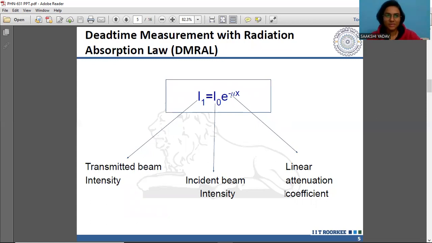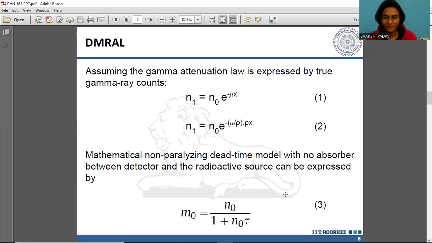Now we are going to discuss the dead time measurement with radiation absorption law. This equation, I1 is equal to I naught times e raised to the power minus mu x, expresses when a beam of photons penetrates through a material, the transmitted beam intensity is expressed through this equation, where I naught is the incident beam intensity, mu is the linear attenuation coefficient, and I1 is the transmitted beam intensity.